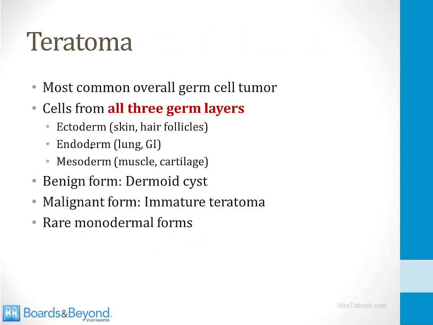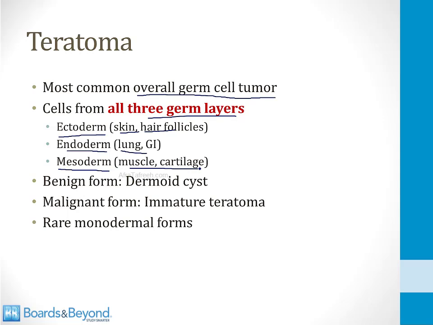We'll start by talking about teratomas, which are the most common overall ovarian germ cell tumor. And teratomas contain elements from all three germ layers. So inside of a teratoma, you can find some cells that derive from the ectoderm, like skin cells and hair follicles. You can also find cells that come from the endoderm, like lung and GI cells, and you also sometimes find cells that come from the mesoderm, like muscle and cartilage.